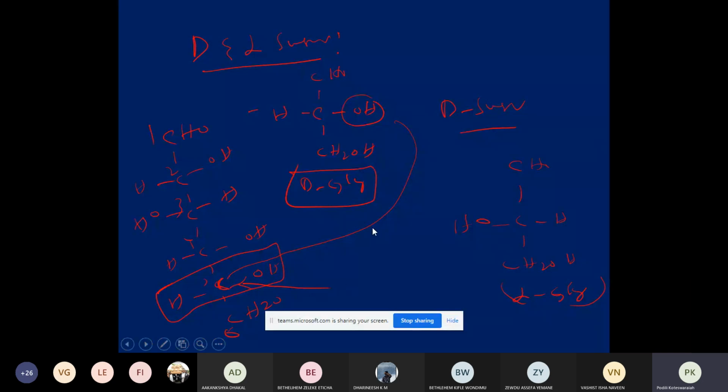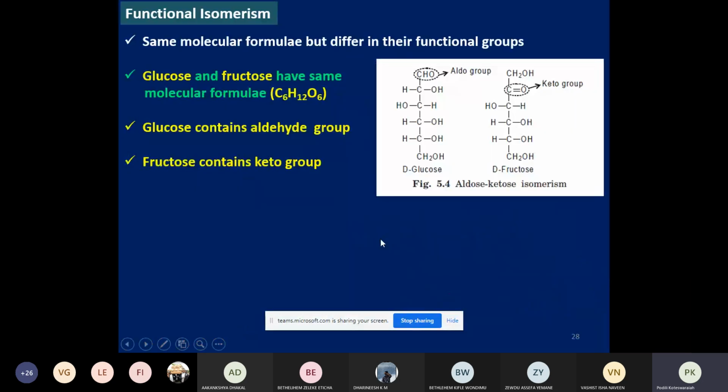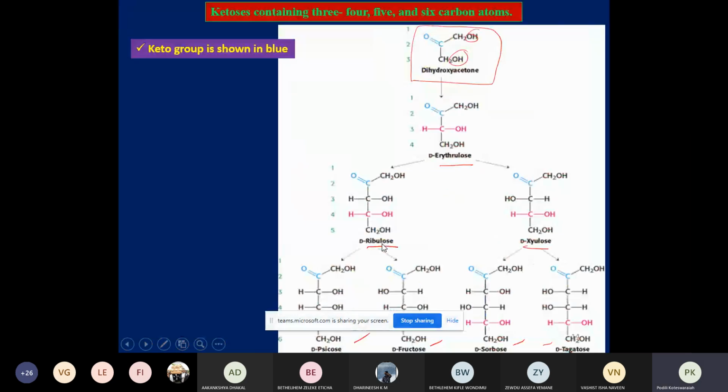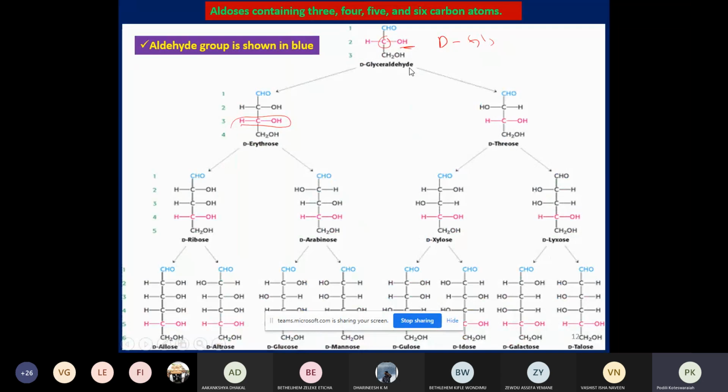D sugars are the abundant ones in nature. So that's why we have mentioned here only the D sugars. Only D sugars are naturally abundant, not the L sugars. In all these sugars, whether 4 carbon, 5 carbon or 6 carbon containing sugars, you can notice that the penultimate carbon has the hydroxyl group pointing on the right side.